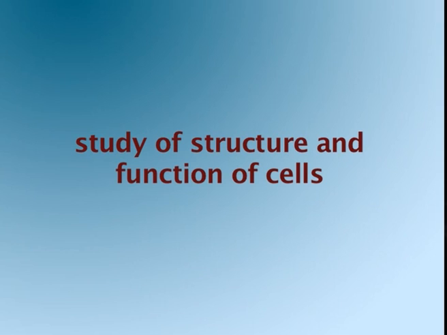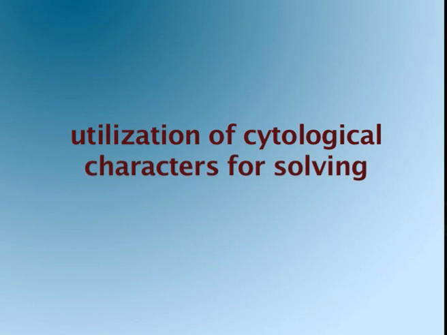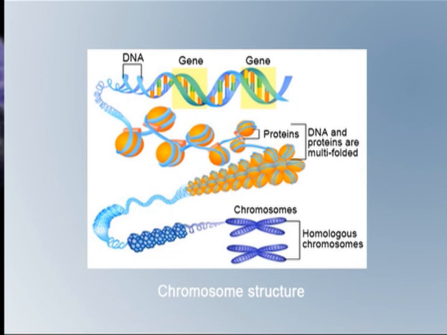Today we are here to discuss cytology in relation to taxonomy, or cytotaxonomy. First, the introduction. Cytology refers to the study of structure and function of cells, and cytotaxonomy is the utilization of cytological characters for solving taxonomic problems. However, mostly the information about the chromosomes, that is, number, shape, and size of chromosomes, is taken into account. Thus, systematic application of chromosomal information may be called cytotaxonomy.